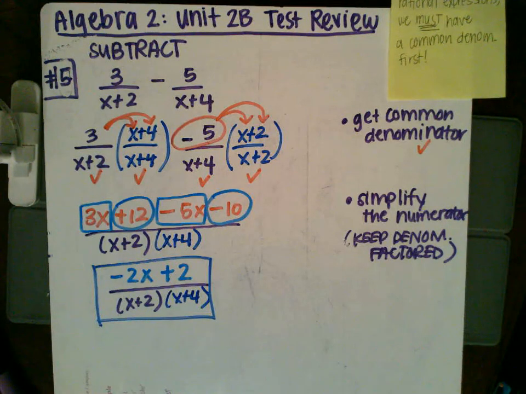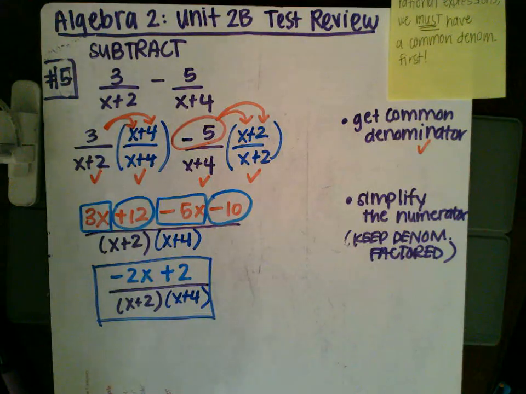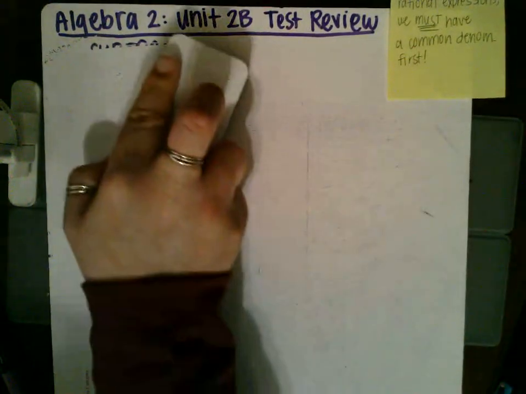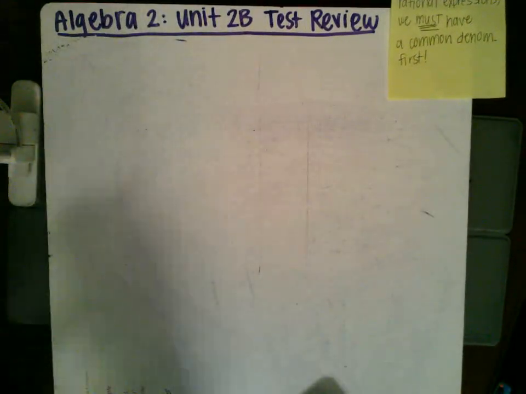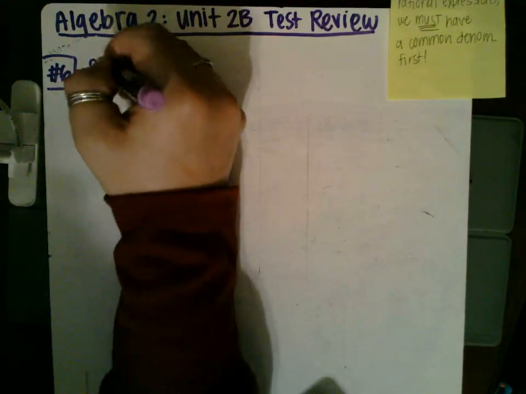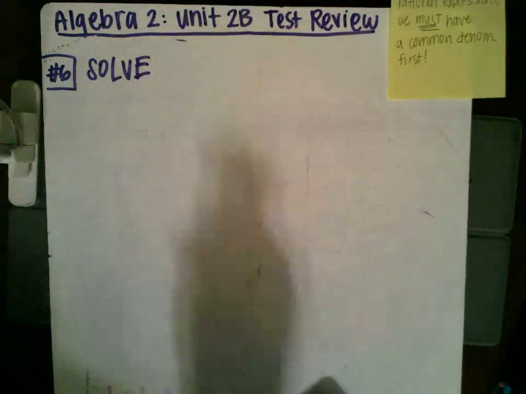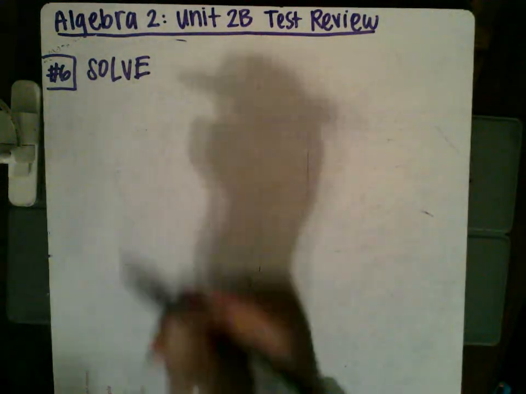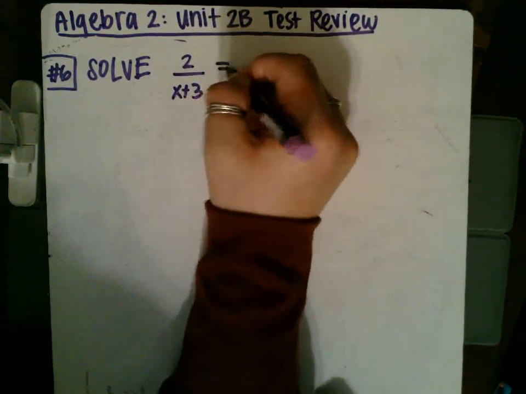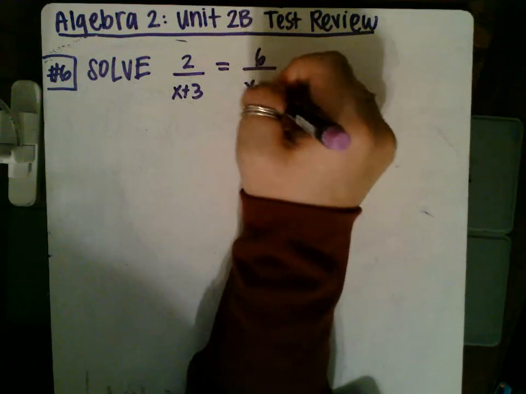So let's see problem number 6. Now we're going to move into solving rational expression equations. Solving rational equations. So go ahead and pause, get this if you need it. And we're moving up, moving on up to the other side. I think that's how that song goes. Don't come for me if that's not how it goes. So now we want to solve the following expressions. 2 over x plus 3 is equal to 6 over x minus 3.